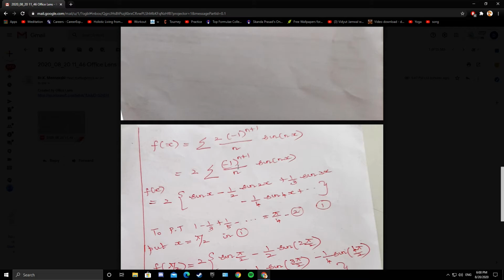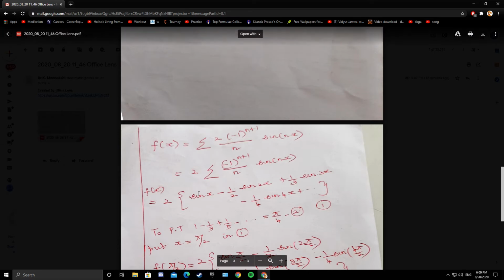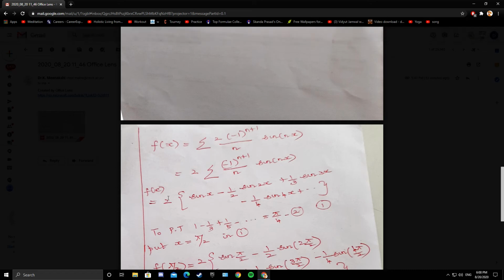So if n is 1, minus 1 whole power 1 plus 1 positive sin x. If n is 2, minus 1 whole power 2 plus 1 negative, and n in the denominator, so minus 1 by 2 sin 2x. If n is 3, positive, so 1 by 3 sin 3x. If n is 4, negative, so minus 1 by 4 sin 4x plus etc. So we have got the Fourier expansion of the sawtooth signal or the sawtooth wave. So what is f of x? It is a sawtooth wave. The sawtooth wave is expressed as a series of sines.